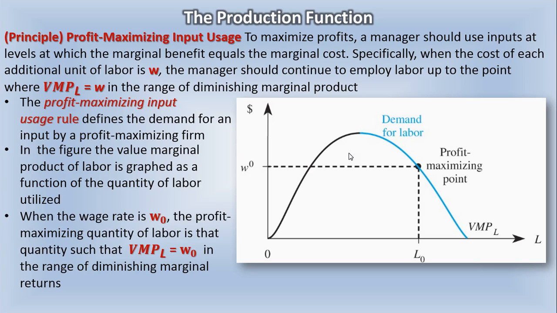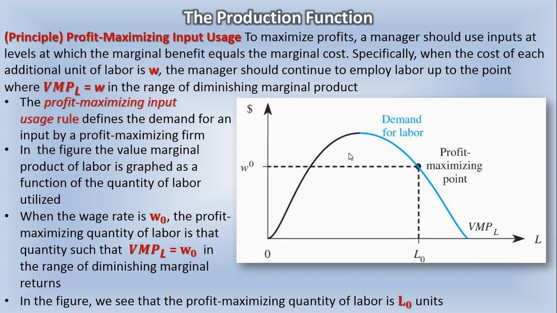All right, so when the wage is W naught, this one that we see here, the profit maximizing quantity of labor is going to be L naught there, such that the value of the marginal product of labor is equal to the wage in the range of diminishing marginal returns. So that's how a firm figures out the optimal amount of a variable input to hire. They compare the marginal benefit to the marginal cost, which again involves looking at this relationship here. So in the figure we see, again, the profit maximizing level of labor is L naught.